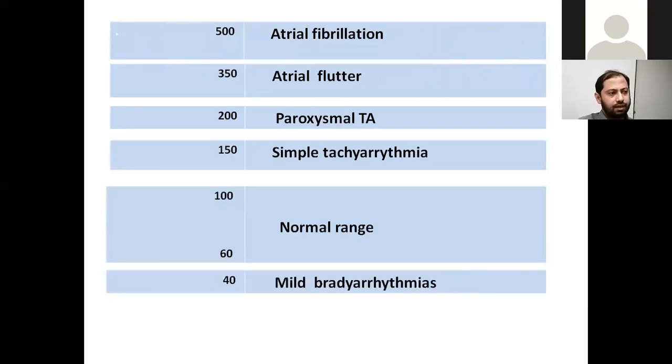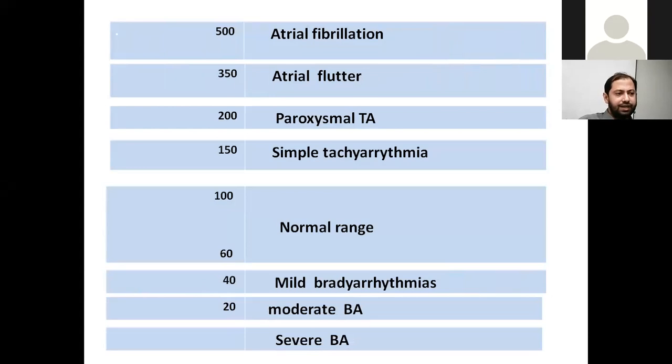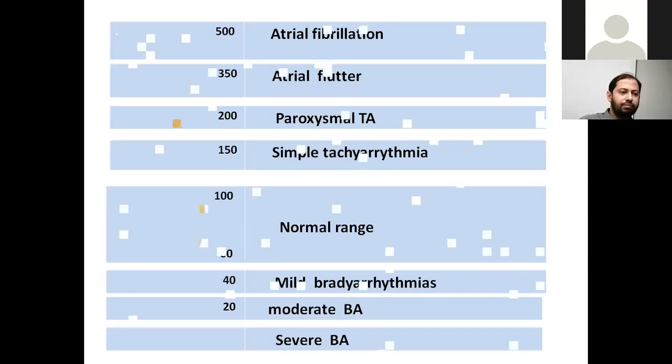In contrast, if the heart rate is below 60 and around 40 beats per minute, we will label it as mild bradyarrhythmia. If it is around 20, then we will label it as moderate bradyarrhythmia. And if the heart rate is below 20, then we will label it as severe bradyarrhythmia.